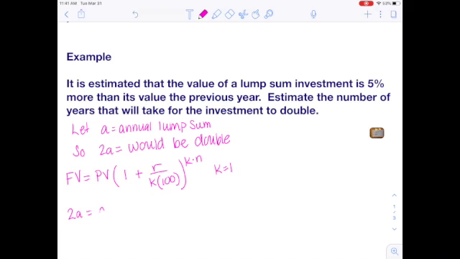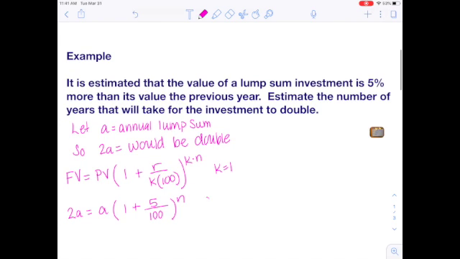Okay, so if we plug in what we know, our final value would be 2A, and that's equal to A multiplied by 1 plus your interest rate, which is 5, divided by, I'll leave K as 1, so that would just be a denominator of 100, raised to the, again K is 1, to the, how long does it sit? It sits for an unknown amount of time. Agreed? So we want to solve for N.